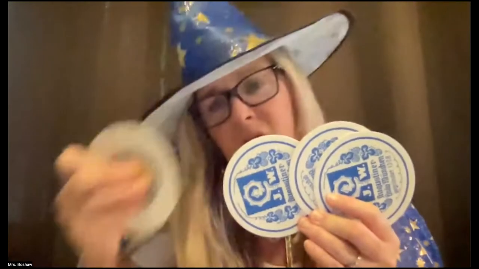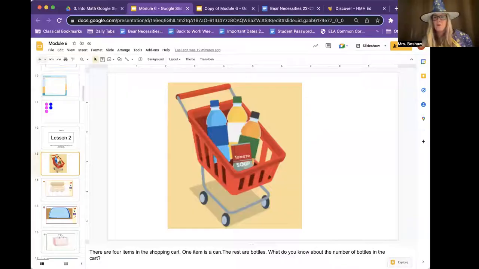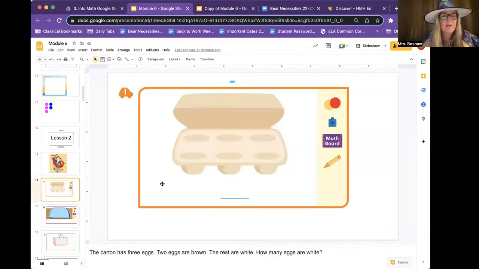Let's think about that. We had 4 items in the cart and one of them was in a can, so we don't want that one. What do we know about the amount of bottles? It's going to be less than 4, right? That's what we know. It's going to be less than 4. All right, good. Okay, let's go to question number 1.